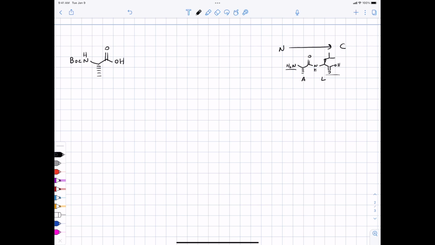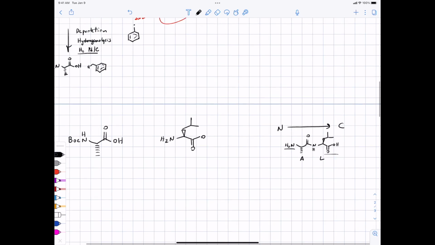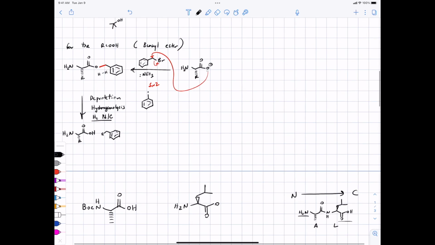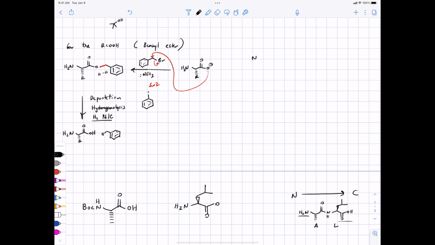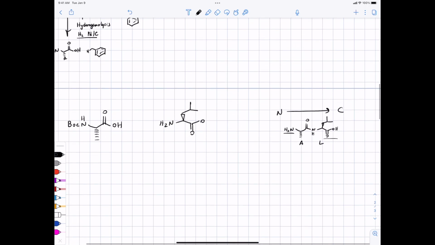Similarly, if I want leucine to be my C-terminal amino acid, I need the amino group of leucine to be free, but I need the carboxylic acid of leucine to be protected, and you can do that with the benzyl ester. I should have pointed out that out of laziness, we often abbreviate the benzyl ester with an O, a B and an N, OBn. Okay?